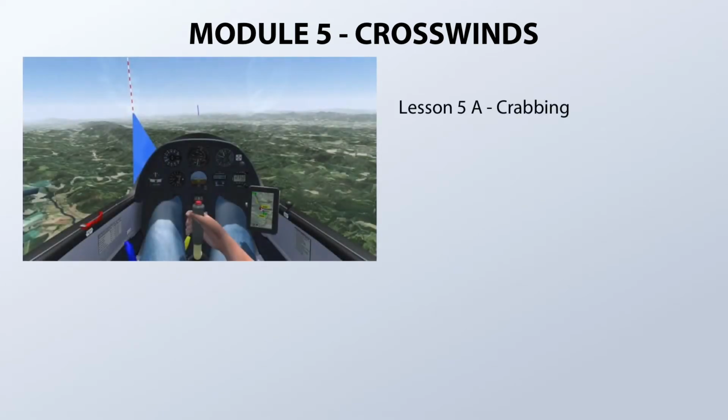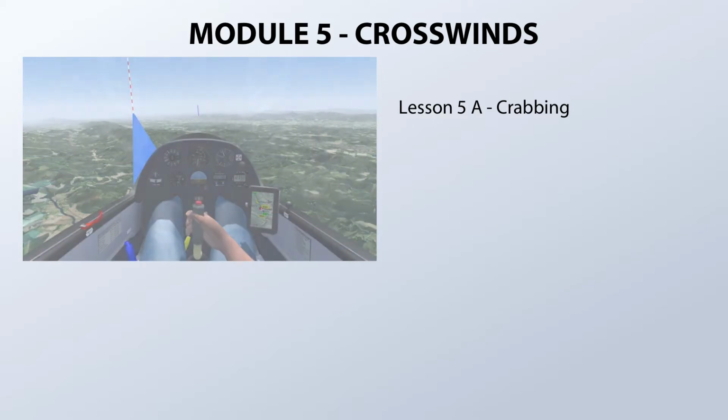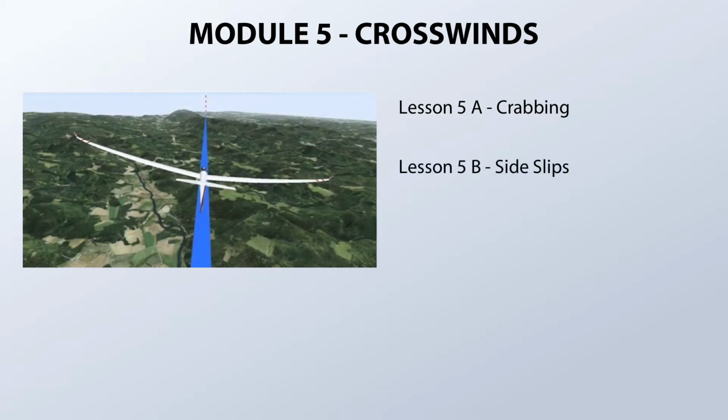I'm now just going to give a quick overview of the materials covered in the remaining modules 5 through 9. Module 5 is all about dealing with crosswinds. First, the student learns how to track along a line using a crab. Then the student is taught how to transition from the crab into a slip.